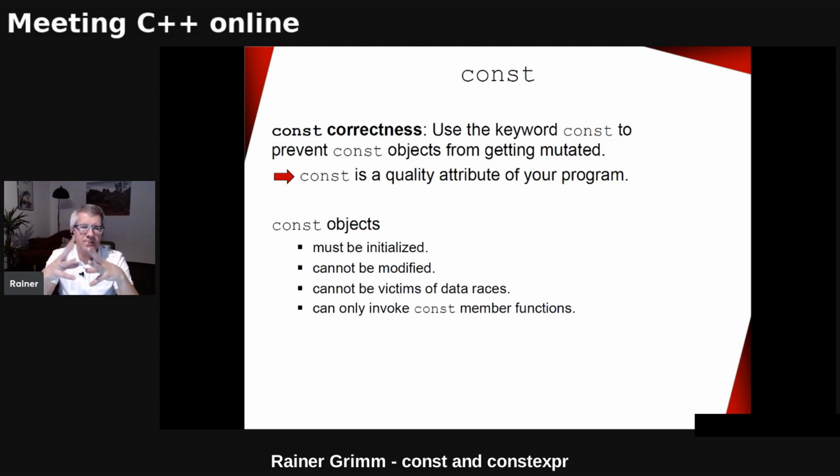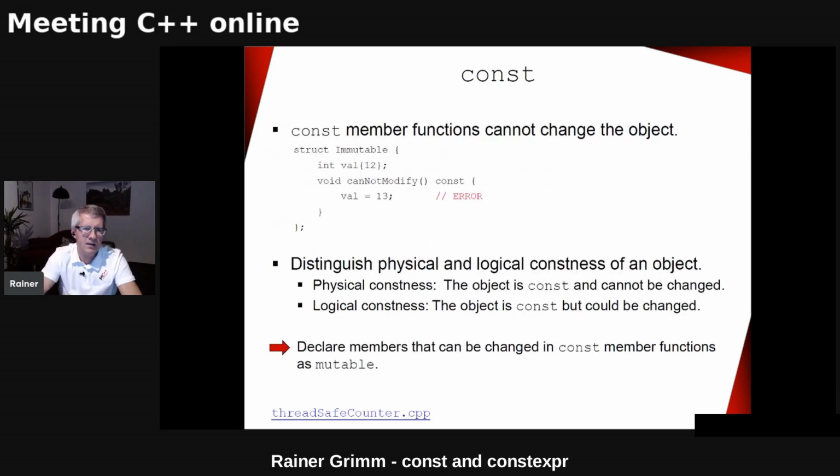Const objects must be initialized, of course we know it. Cannot be modified, of course. Cannot be victims of data races. This is a very, very important observation. Two requirements for data races are mutation and sharing. And when you are const, there is no mutation, therefore there cannot be any data race. And const objects can only invoke const member functions. Okay, this was easy.